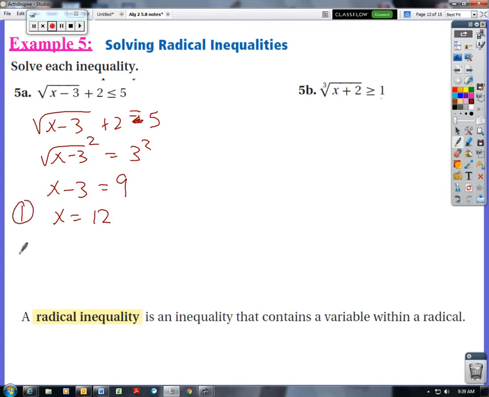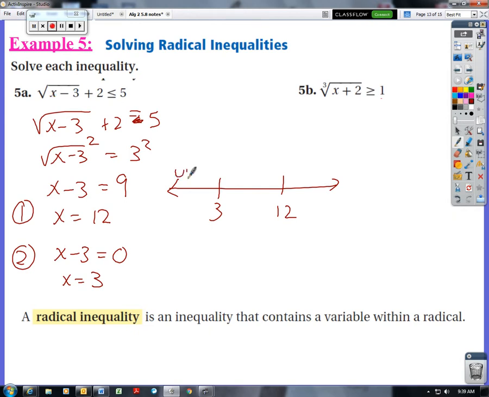But remember, whatever's under the radical, in this case x minus 3, you have to make that equal to 0 as well and get another critical number, in this case 3. So these are our 2 critical numbers that are going to go on our number line. Put the smaller one to the left, the bigger one to the right. And then we have to check each number in there. So I'm going to use 0 for this interval. If I plug 0 in here, I'm going to get negative 3. I can't take the square root of negative 3. So this is an undefined interval. The radical doesn't even exist over there.